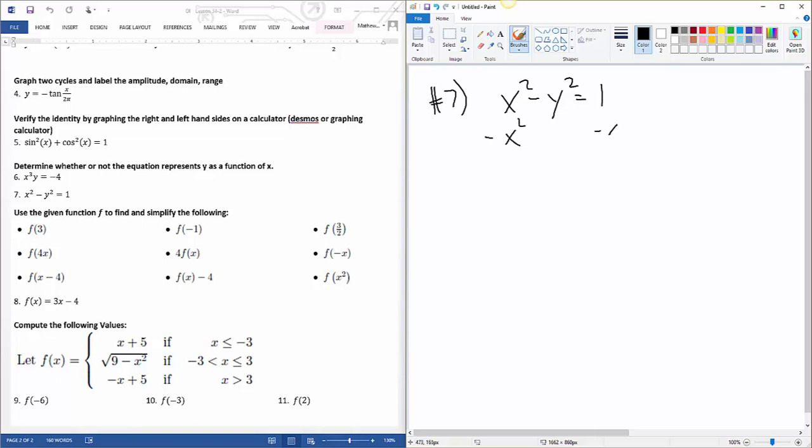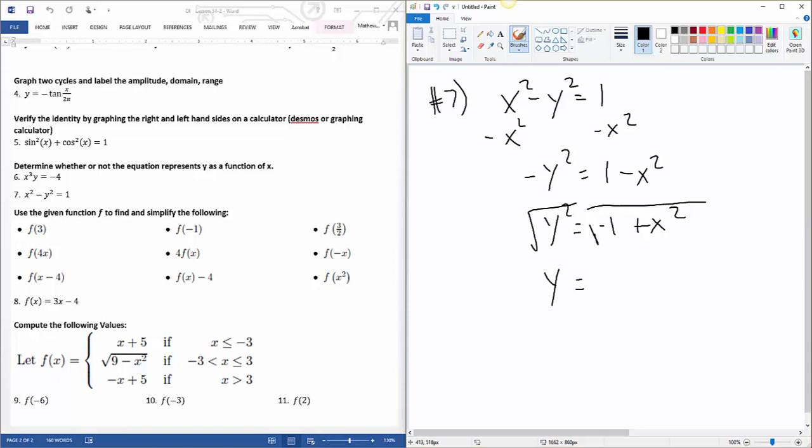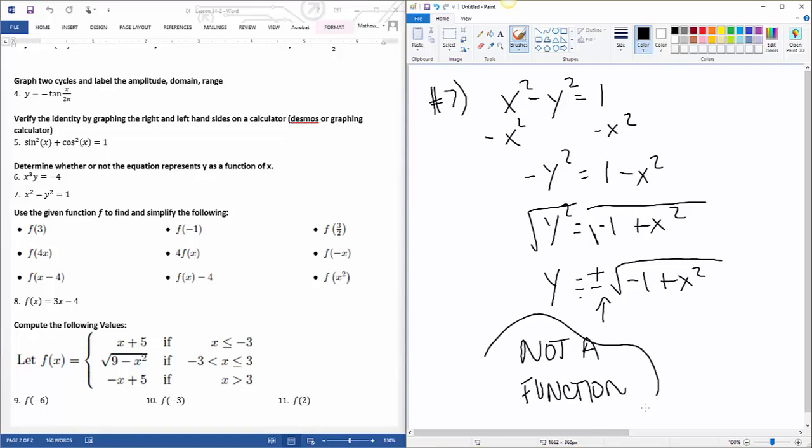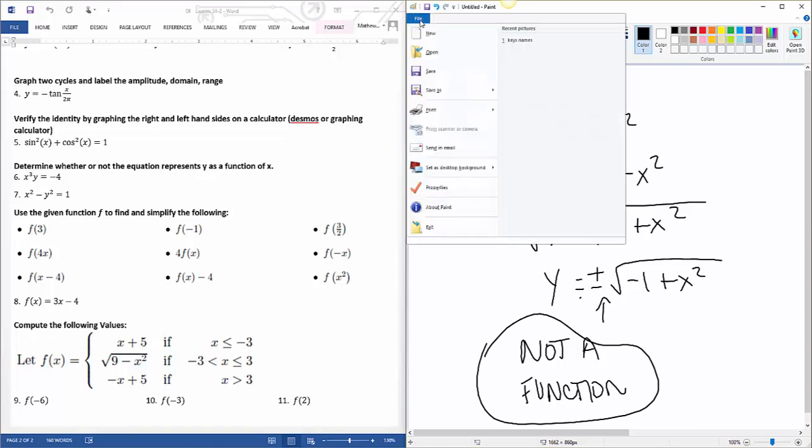Now in this process of getting y by itself, I divided everything by negative 1. When I take the square root here, I'm going to get plus or minus the square root of negative 1 plus x squared. Well, that's my issue. Right here, my y equals two different values. My y can't equal two different values for a given x that I plug in. For one x, there can only be one y value, so therefore it's not a function. Number 8.